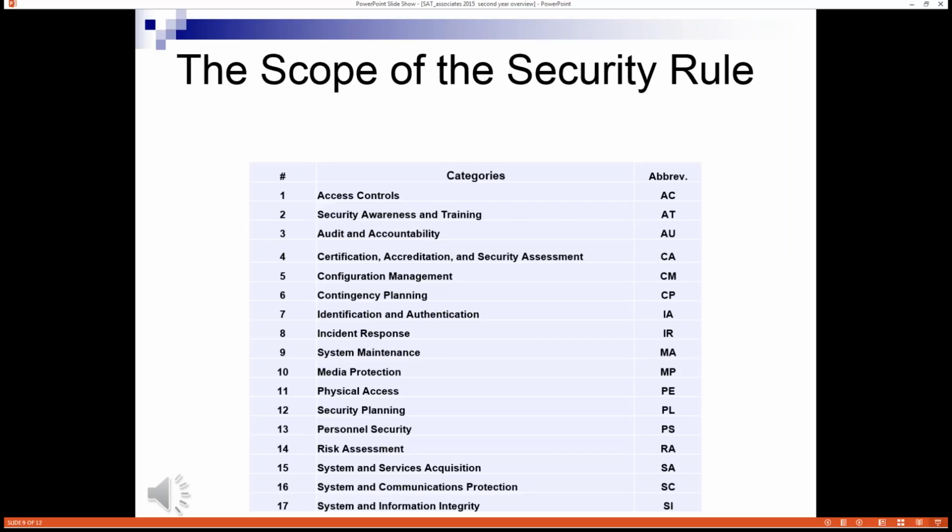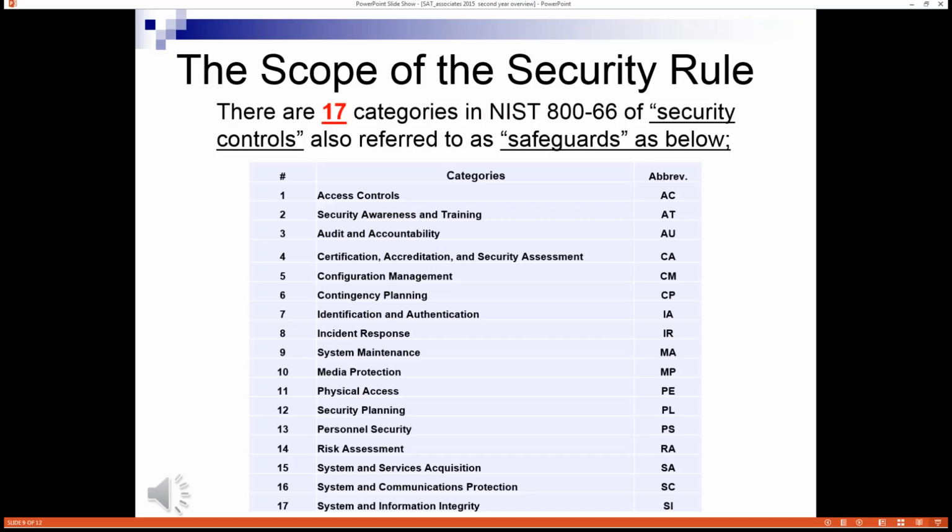The scope of the security rule. There are 17 categories in NIST 800-66 of security controls, also referred to as safeguards, as below. Within each category, there are various numbers of individual safeguards. Not all are applicable to healthcare, and depending on the size of your organization, not all are reasonable or appropriate.